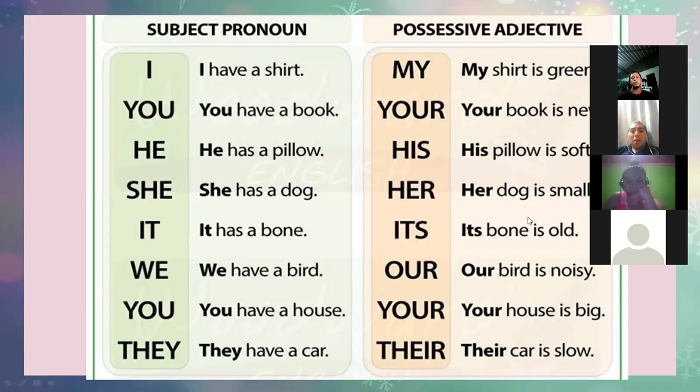Okay. Oscar, help me with example number one. I and my in the examples. I have a shirt. My shirt is green. Exactly. Thank you very much. I have a shirt. My shirt is green.